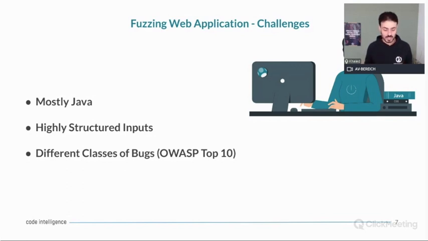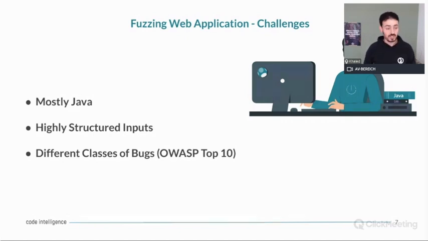of challenges. So first, it's mostly in Java, so we need to instrument Java bytecode. The inputs that are expected there are highly structured, as in REST APIs, for example. And we want to find different classes of errors than in C and C++. We were mostly interested in, for example, the OWASP Top 10.